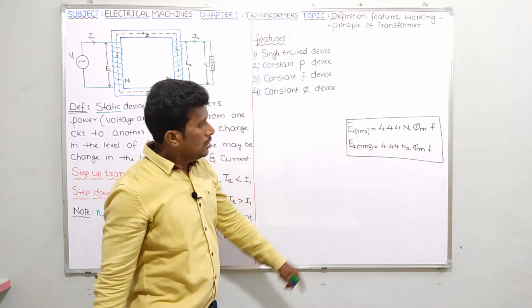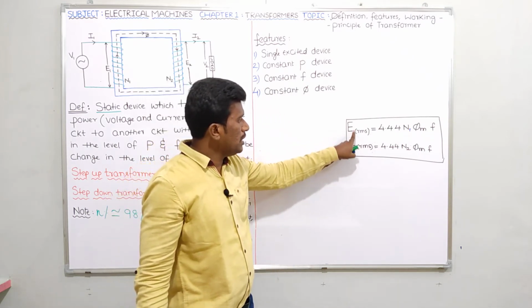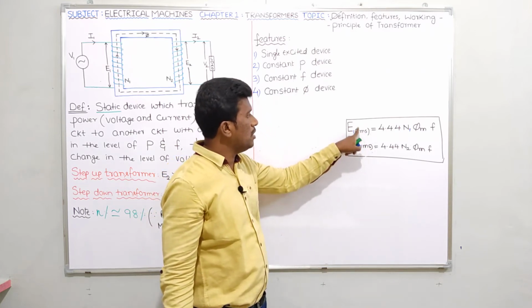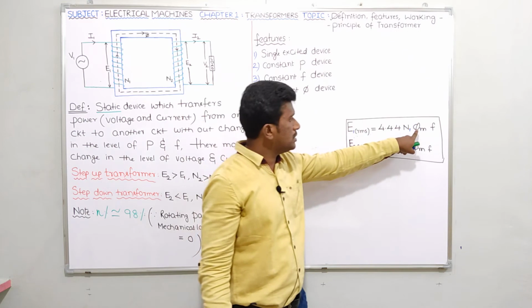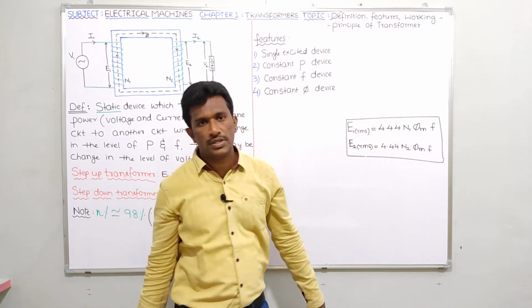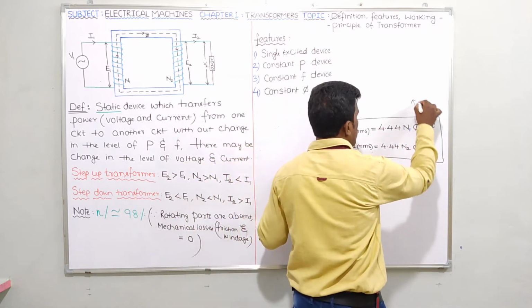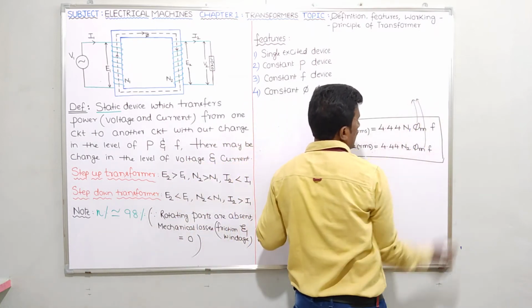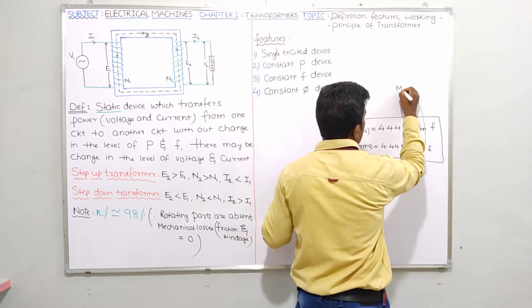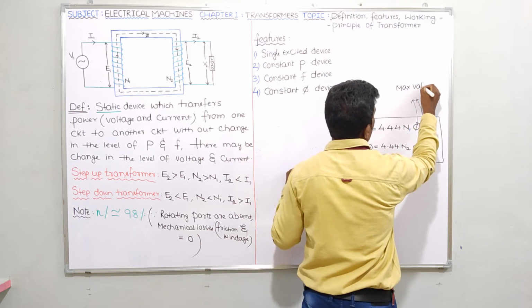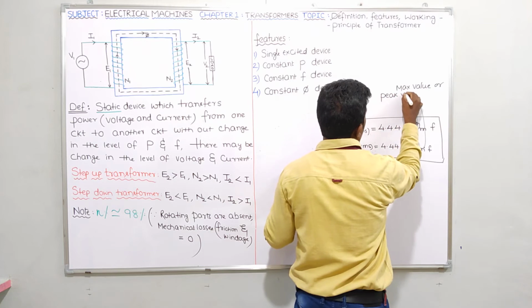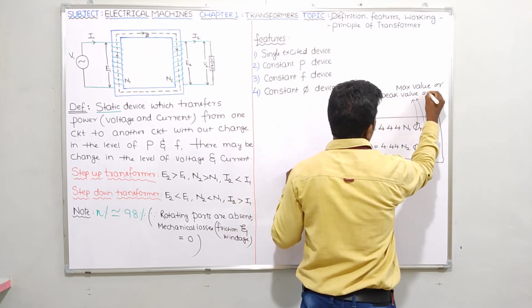Is it clear? So here guys, E1, E2 are RMS values, but in this RMS value of EMF equations, the flux used is maximum value of flux or peak value of flux. Okay, please try to remember. Anyway, we'll see in the derivation, there will be clarity. This phi m is nothing but what? Maximum value or peak value of flux.